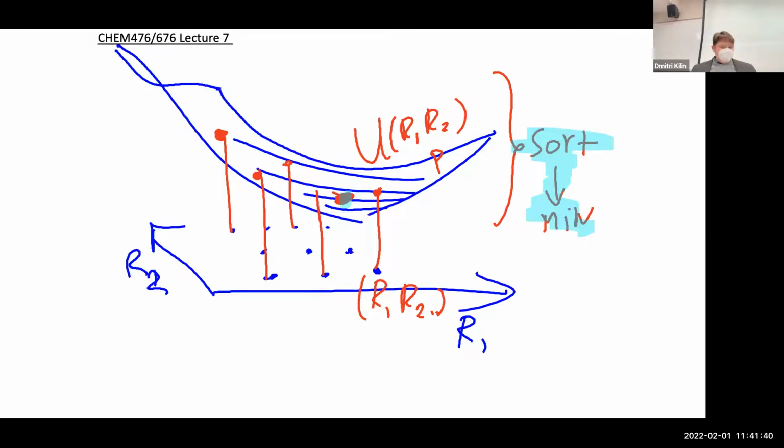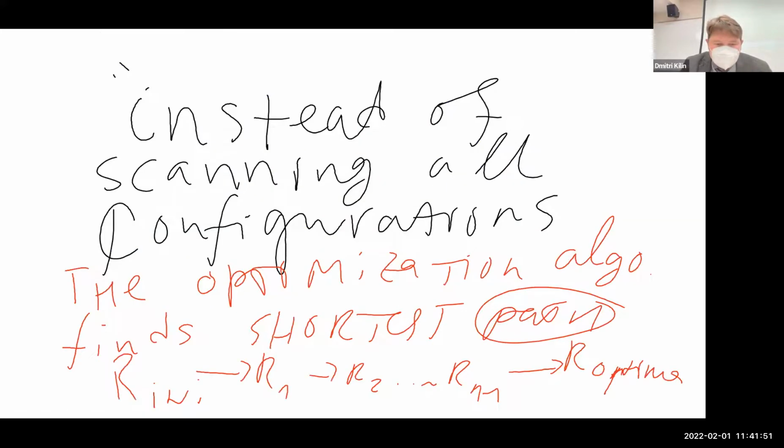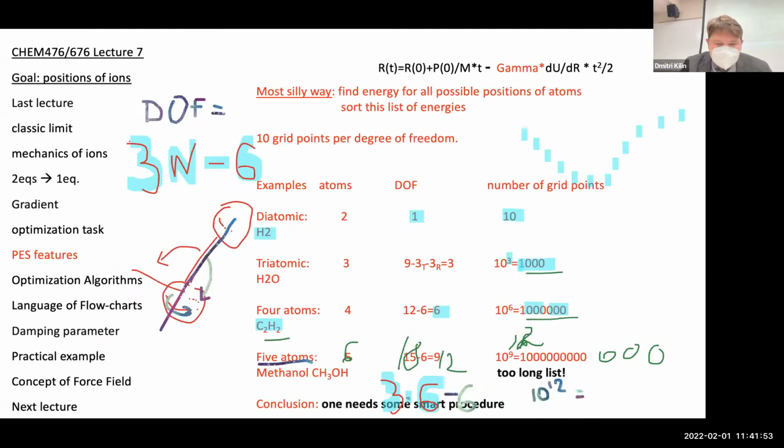But for some reason, I'm repeating this lecture from year to year. So there should be a trick. There should be a reason for it. Exactly, right. So suppose each degree of freedom is discretized only on 10 grid points, then for a diatomic molecule with 1 degree of freedom, we will have 10 grid points, which we can do in Excel.